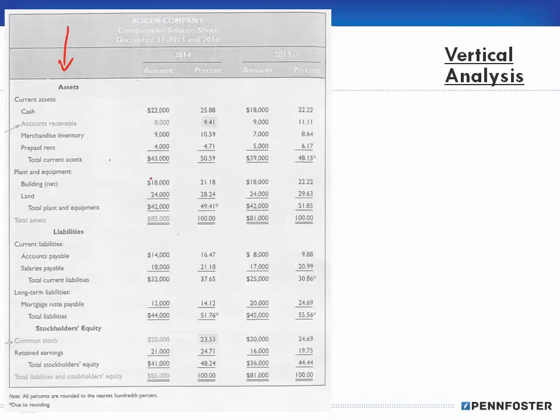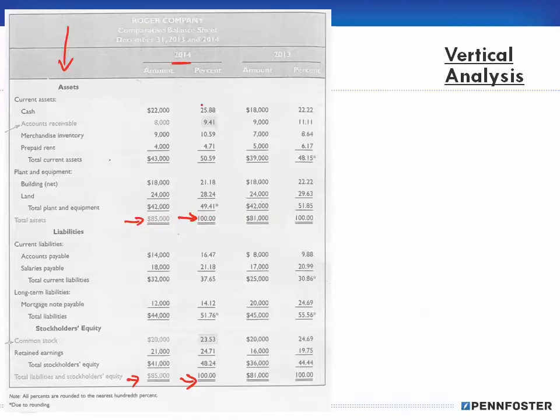So here we have the amounts and the percentages, and what we're saying is that our assets have to equal our liabilities plus owner's equity, right? 100% has to equal 100%. Our amount, 85,000, has to equal the 85,000. And I'm just looking at the 2014, but obviously you can see the same thing for 2013. Now, where do we get these percentages from? Well, these percentages are based upon, in this case, our total assets.